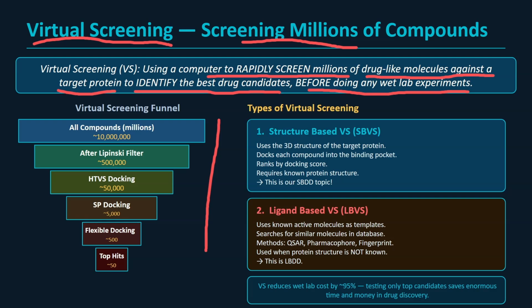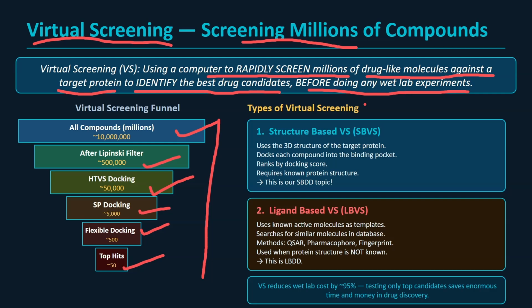So look at the funnel here. We start with millions of compounds. First, we apply the Lipinski rule of 5. This removes the molecules that are too large and too polar. Then we do high throughput virtual screening, fast docking of approximately 50,000 compounds. Then we perform standard precision docking on the top 500, then flexible docking, and finally we get about 50 top hits that go for experimental testing.